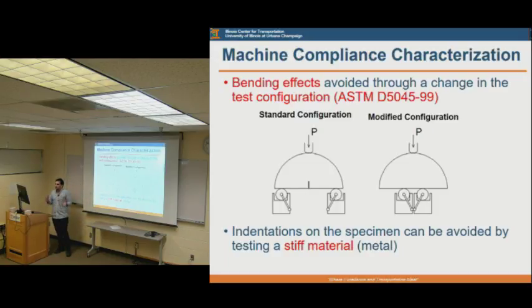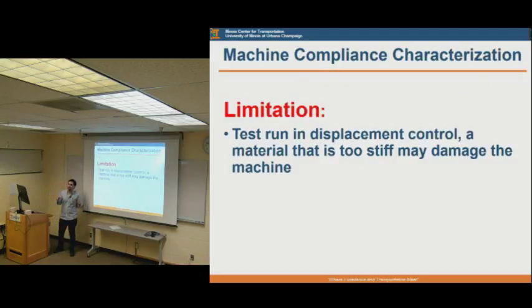To get rid of the displacements at the supports, you can use a stiff material. But the big problem with that is if you use a very stiff material, you might not be able to get some test results, because you don't get a lot of displacement out of it, and you might damage the machine as well.